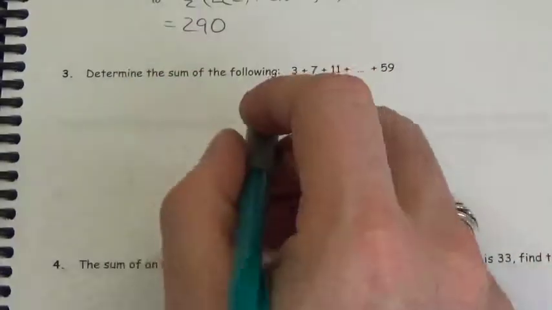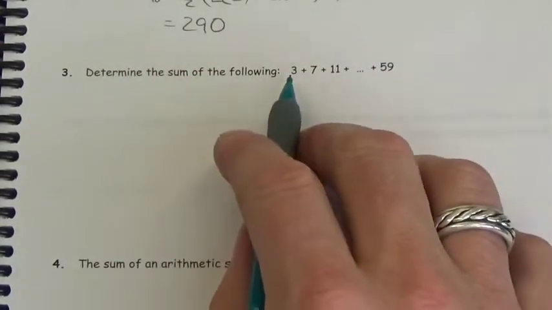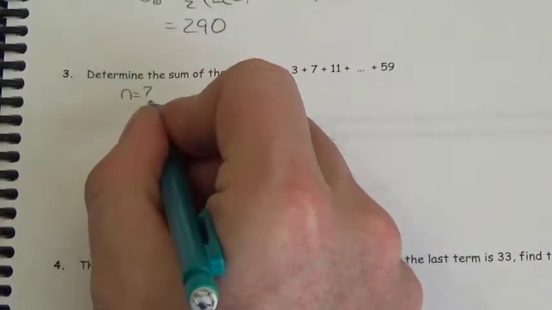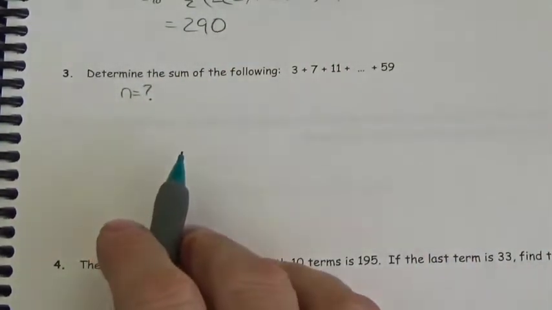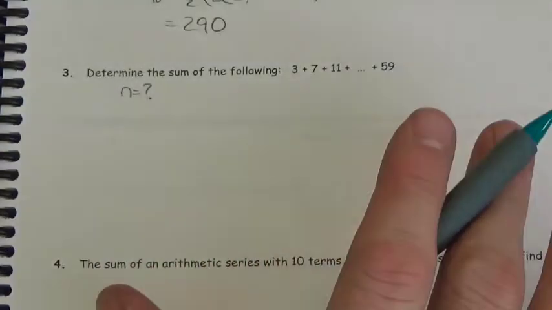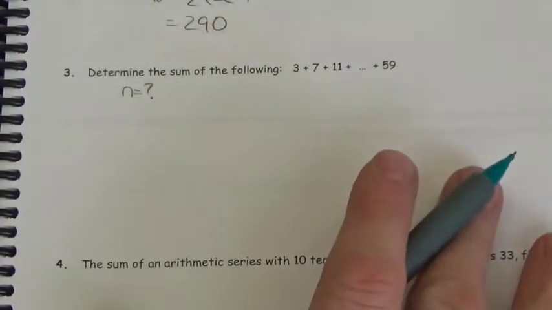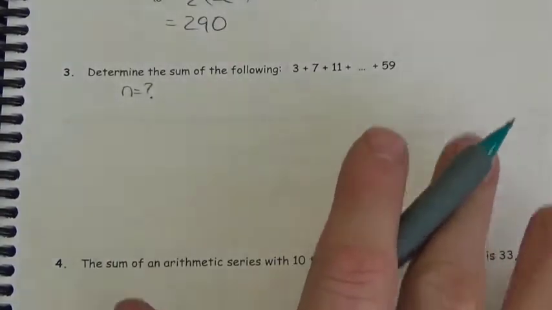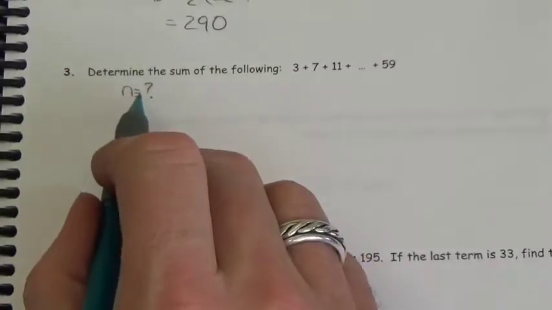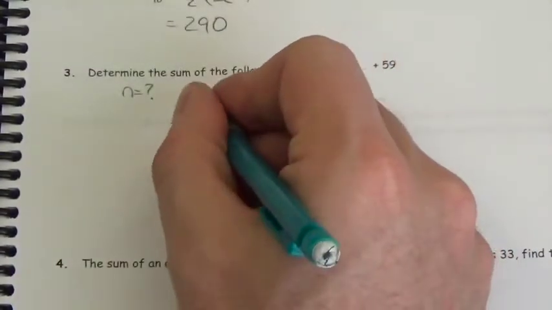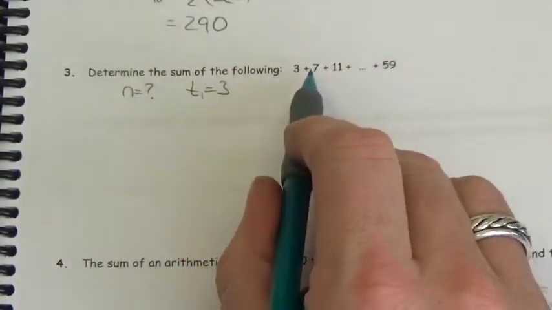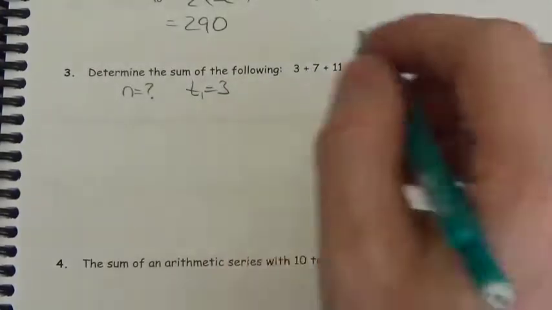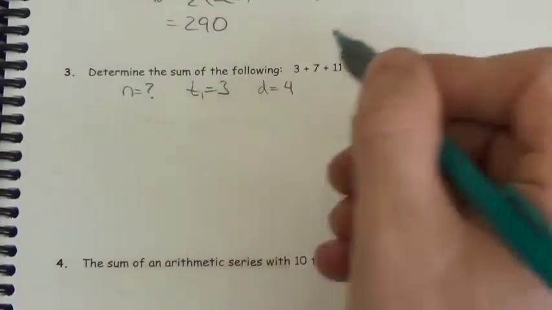This next one here. Now, in this particular case, I don't know how many terms there are. That's going to be a bit of a problem, because in both of the formulas that I showed you here, I needed to know the number of terms. So that's going to be an issue here. I'm going to have to come back to that in a second. I do know that the first term is 3. And when I compare the first and second terms and the second and third terms, I can see right now that my d value is going to be 4, going up by 4.